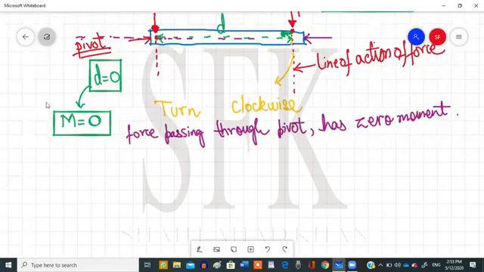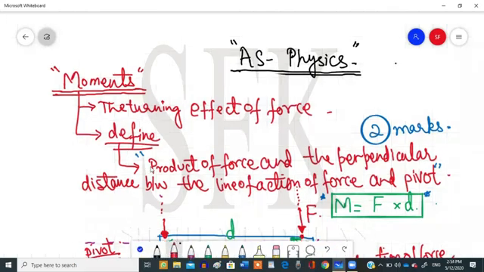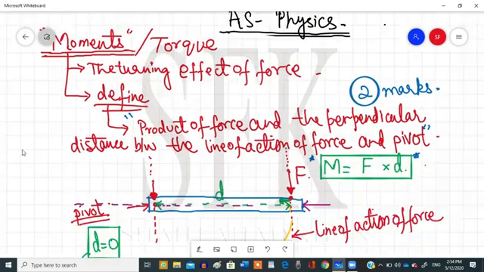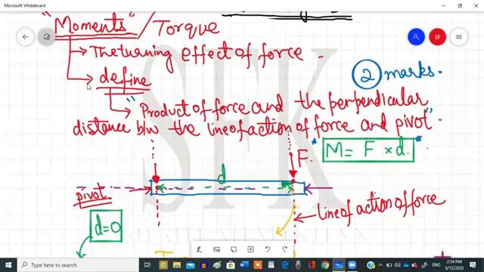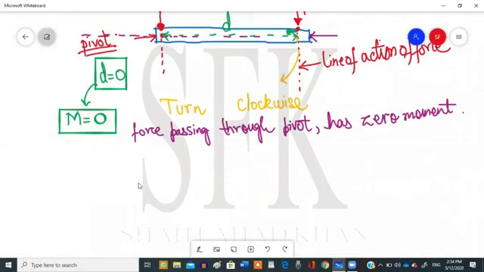Okay, and guys, in our syllabus, we also refer to the moment as torque. Torque and moments in our syllabus are the same thing. So if the examiner asks you to calculate the torque, he's actually asking you to calculate the moment. No such difference over here.